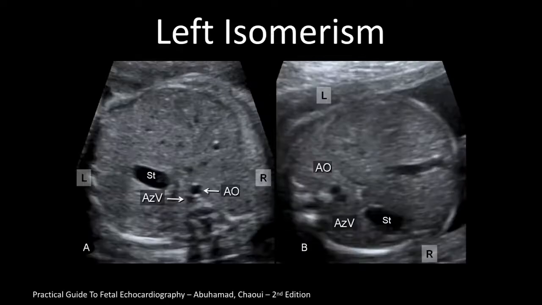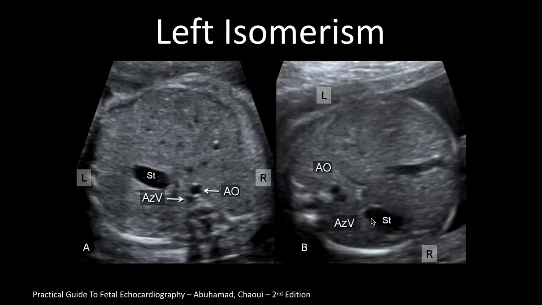At the level of the abdominal circumference, here's an example of left isomerism, or double left-sidedness, if you will. Note that these are two separate fetuses with left isomerism. See that the stomach is on the left side here, and the stomach is on the right side here. So the location of the stomach really has no bearing on whether this is left or right isomerism.